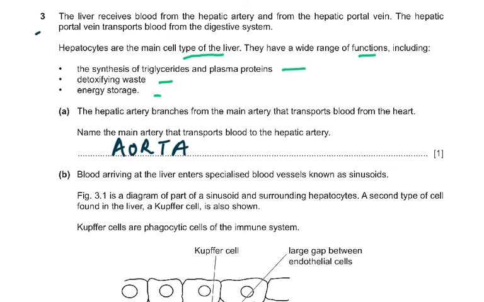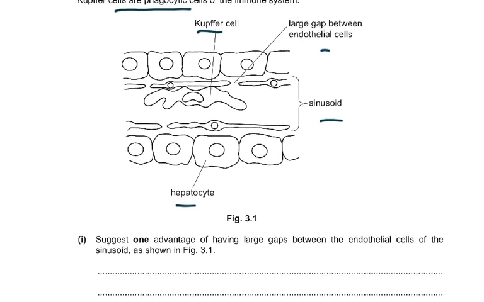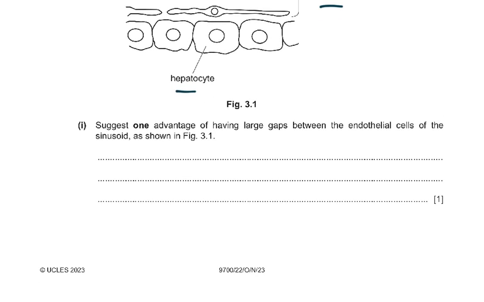Then we come to the next part B of the question. Blood arriving at the liver enters specialized blood vessels known as sinusoids. Figure 3.1 is a diagram of part of a sinusoid and surrounding hepatocytes. A second type of cell found in the liver, a Kupffer cell, is also shown. Kupffer cells are phagocytic cells of the immune system. The diagram shows large gaps between endothelial cells, Kupffer cells, sinusoid, and hepatocyte. Let's look at the question now. Suggest one advantage of having large gaps between the endothelial cells of the sinusoid as shown in figure 3.1.